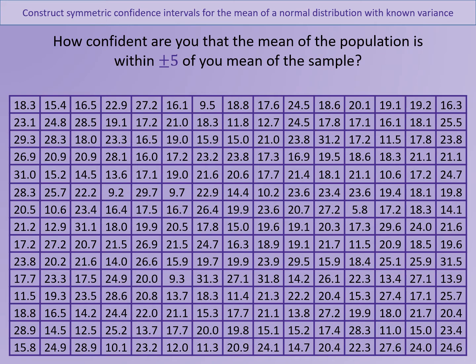How confident are you that the mean of the population is within plus or minus 5 of the mean that you found? So if you took your sample mean, added and subtracted 5, how confident are you that the population's mean will be between those two values? You'd probably find that you were quite confident in this statement.